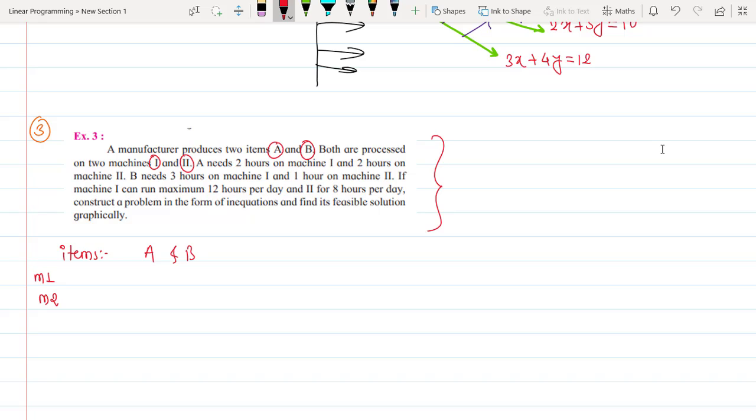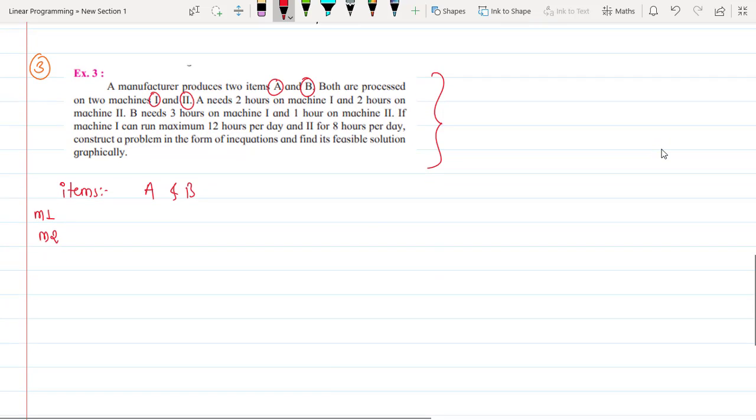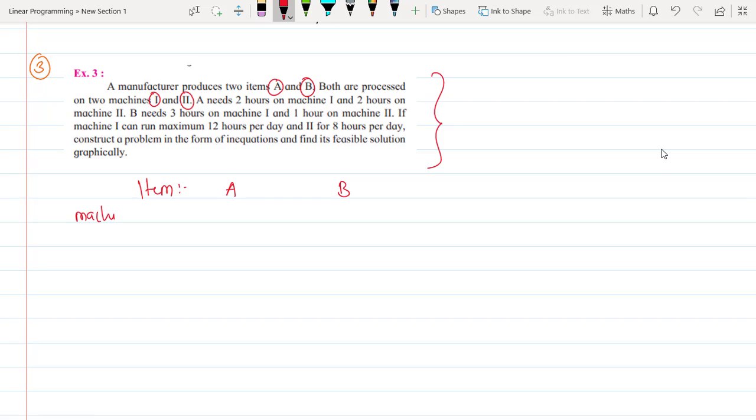Now how will we find the inequality from this? Okay, it's very simple. What we have to do is write down the given items. Okay, I will elaborate. Write down the given items here, so item A here and B here. Write down the machines. So how many machines do you have? Machine 1 and machine 2.